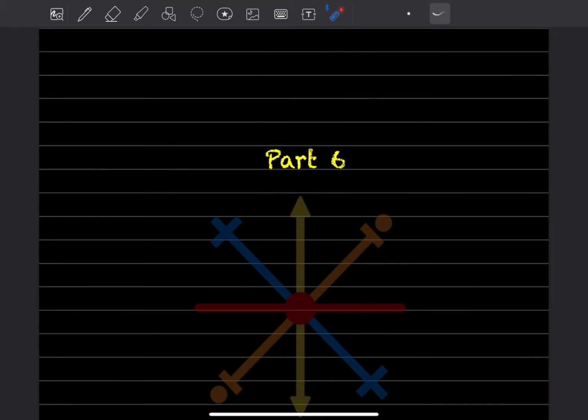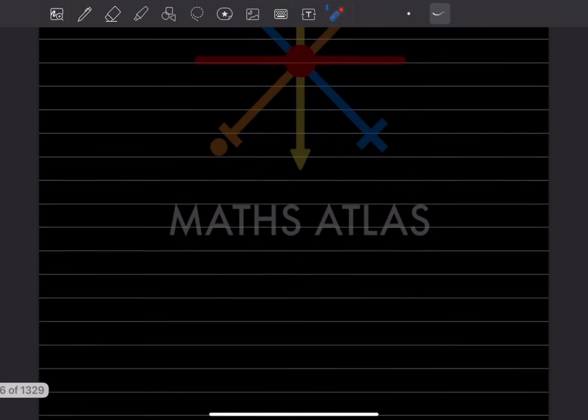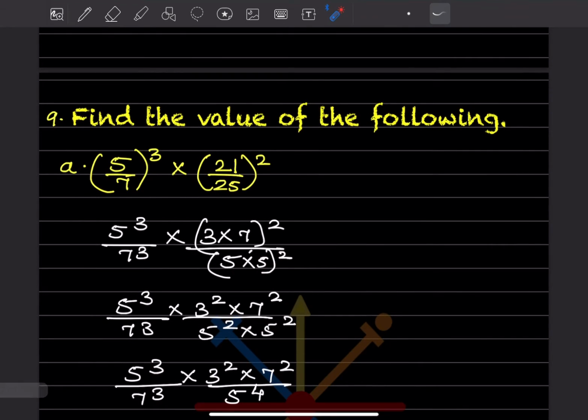So today we'll see part 6. We already did a few questions from this exercise, so we'll start with question number 9. Find the value of the following.